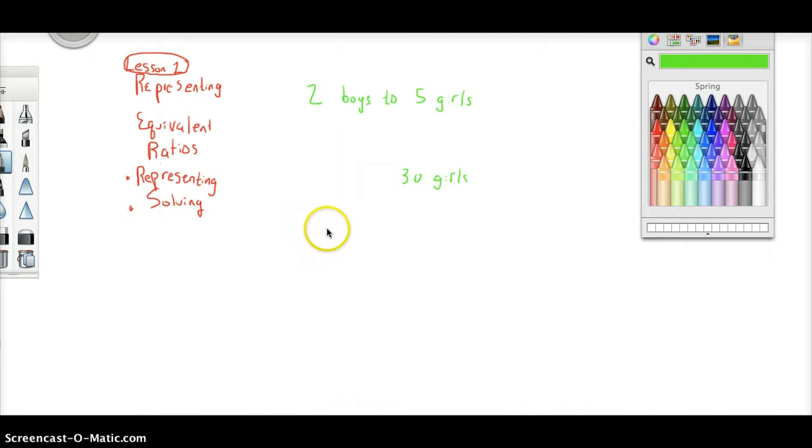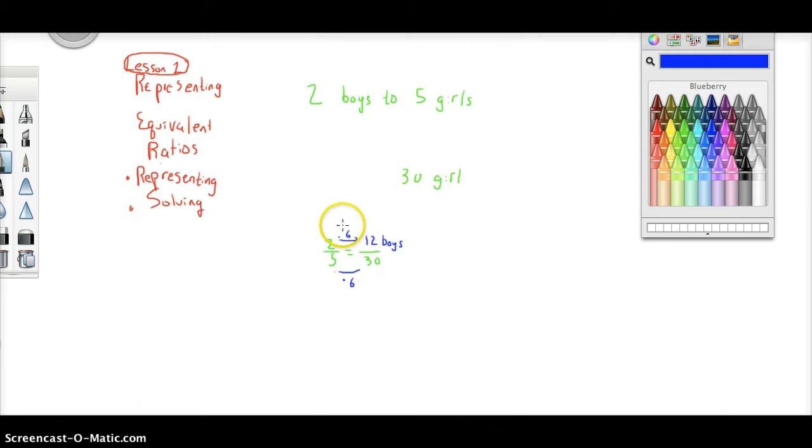So if we think about it, we have our original ratio of 2 to 5, and we know that there's some number of boys and 30 girls. You can pretty quickly think about how we turn that 5 into 30. What did we have to multiply by? We were multiplying by 6. Well, if we did 5 times 6, we can also do 2 times 6, and 2 times 6 says that I'll have 12 boys.